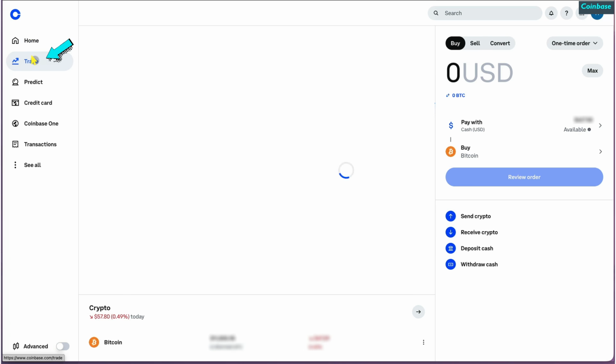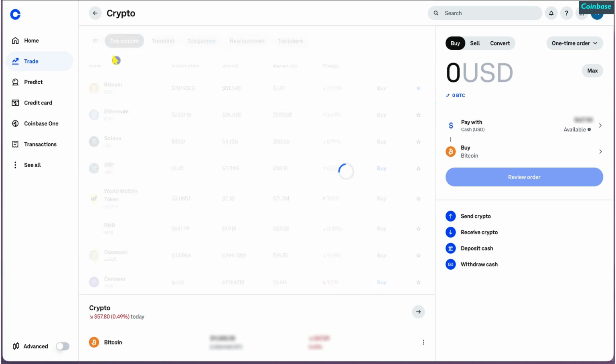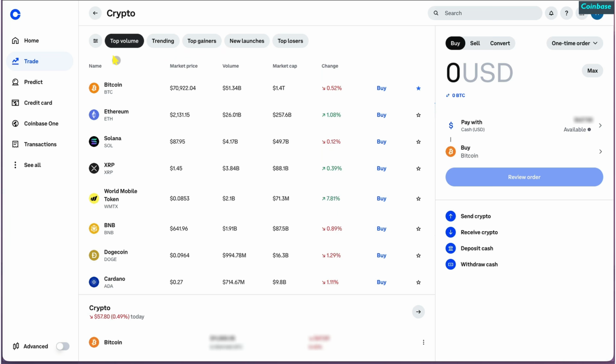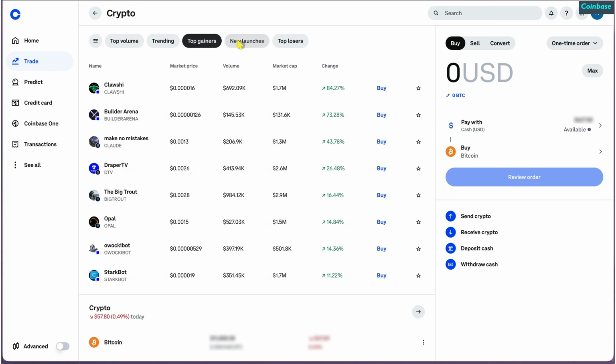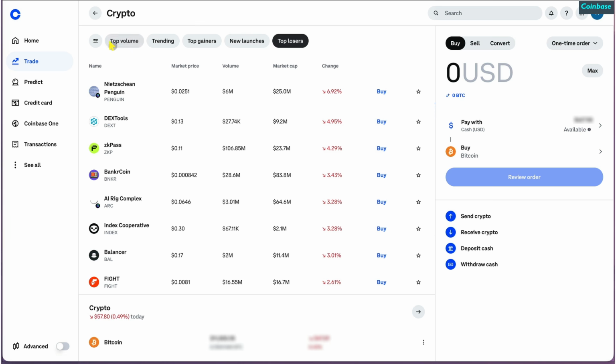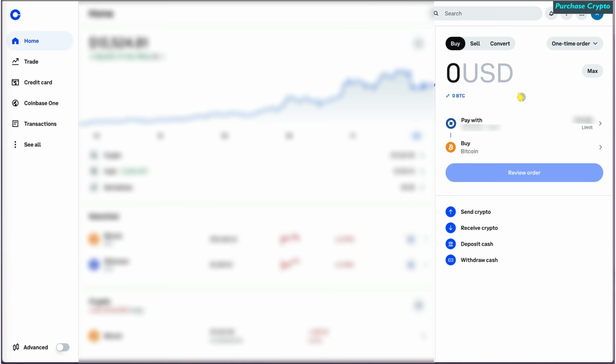On the left side, under Home, you can select Trade to see all crypto available to buy or sell. Select Browse or Crypto at the top to view the full list. You can then use the filters at the top to sort by trending cryptocurrencies, top gainers, top losers, or highest trading volume. Select the star on the right of each cryptocurrency to mark favorites so they appear on your home screen. To buy crypto, you first need to choose how you want to pay for it.